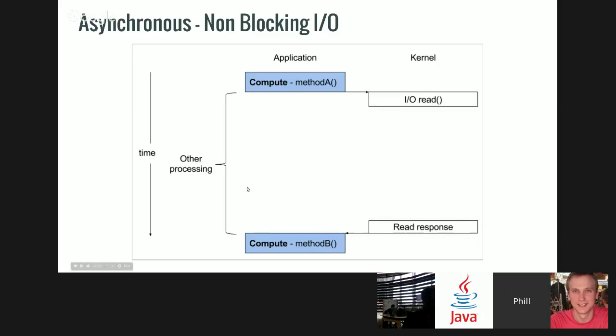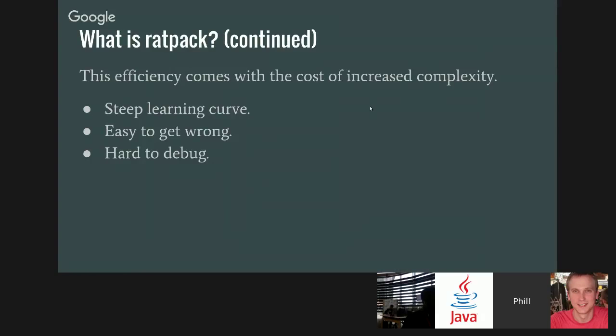So method B is basically a callback that will get invoked once this returns. So the increased efficiency of this model and using Ratpack comes at a price, and that is a steep learning curve. It's easy to get wrong, and it can also be quite hard to debug, as you'll see.